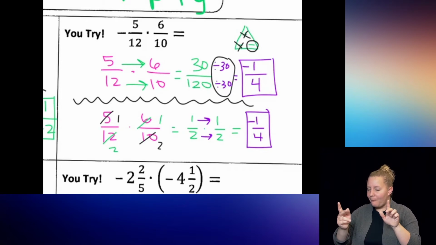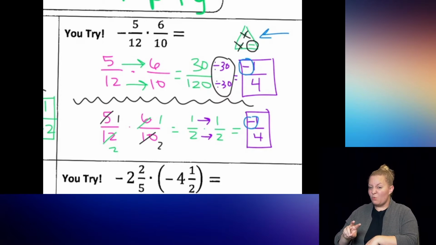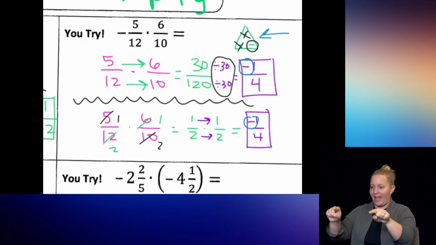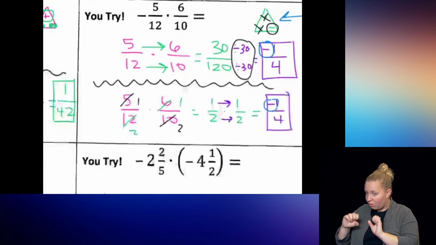Also notice that I did not lose my negative here. I showed that triangle up at the top, and I started there. If you would like to do that at the end, either way is fine, but just keep those integer rules in mind. They will never go away. All right, looking at example 2.